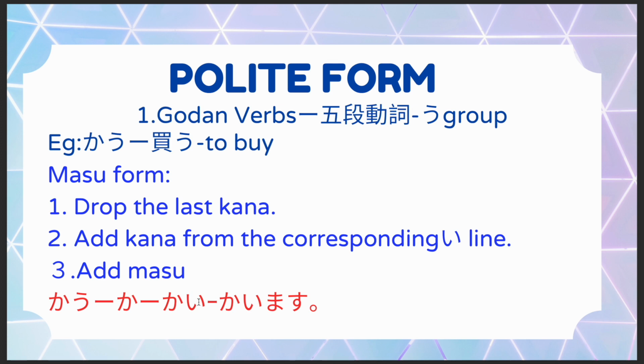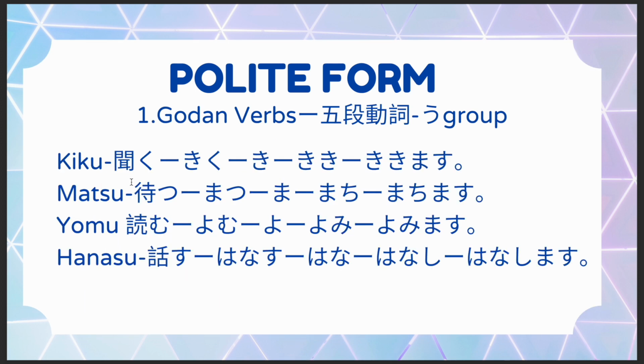Kai is the masu stem or the root for the masu form. Root of the verb for the masu form. So kai, and then add masu to it. So kaimasu. So what did we do? Drop the last kana, add the corresponding kana from the e line, and then add masu. So kaimasu.